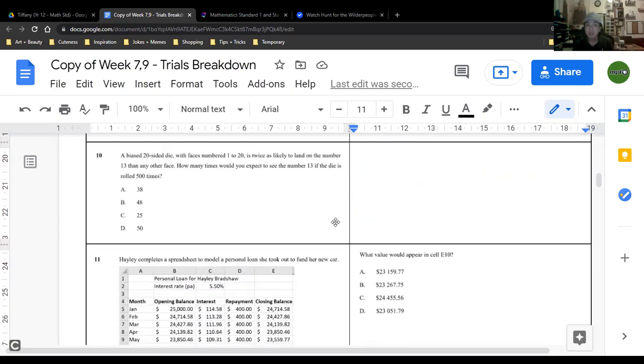All right, moving on. A biased 20-sided die with faces numbered 1 to 20 is twice as likely to land on the number 13 than any other face. How many times would you expect to see the number 13 if the die is rolled 500 times? Again, if you'd like to work this out yourself, and here's the solution.